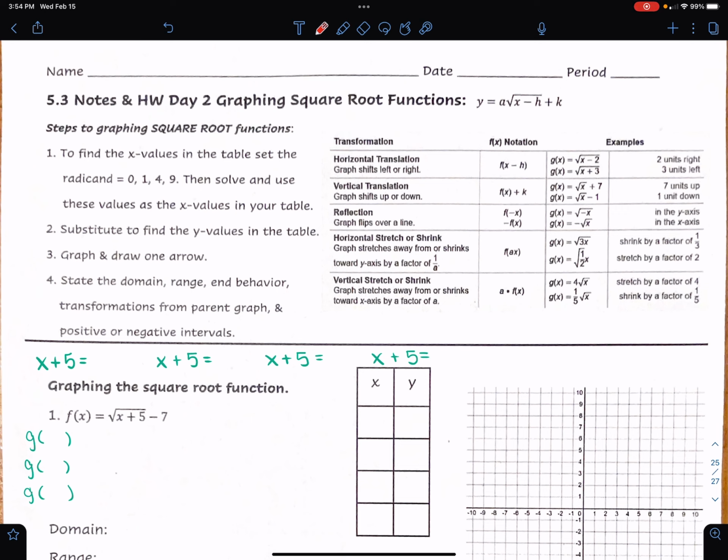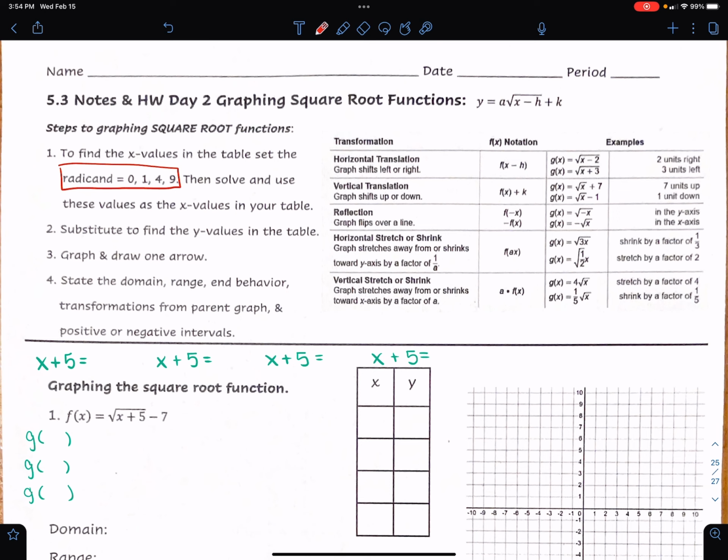So we are again starting with setting our radicand equal to 0, 1, 4, and 9. And we chose these values because these values are perfect squares. Right? The square root of 0 is 0, the square root of 1 is 1, the square root of 4 is 2, and the square root of 9 is 3. These are going to help us set up the x values of our table.